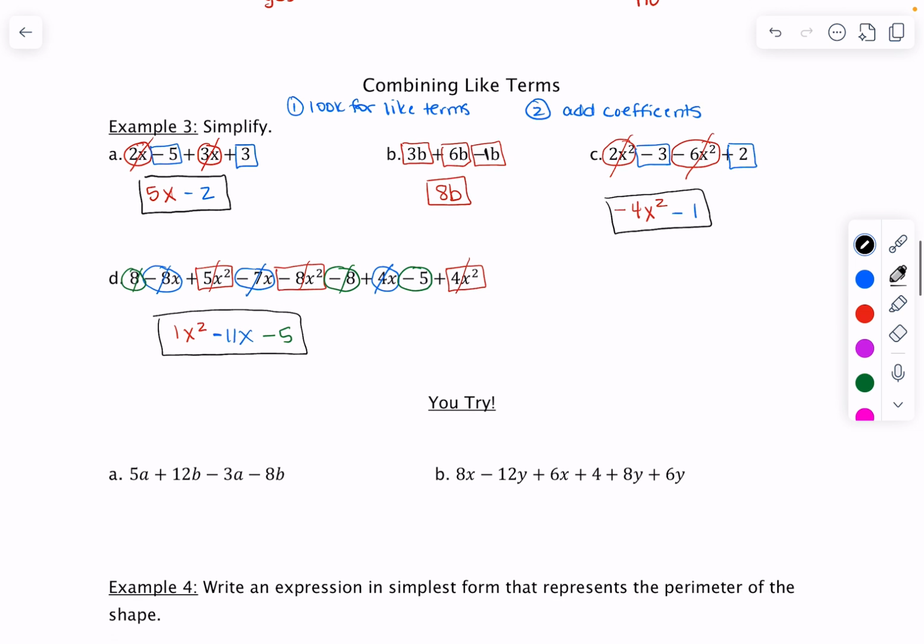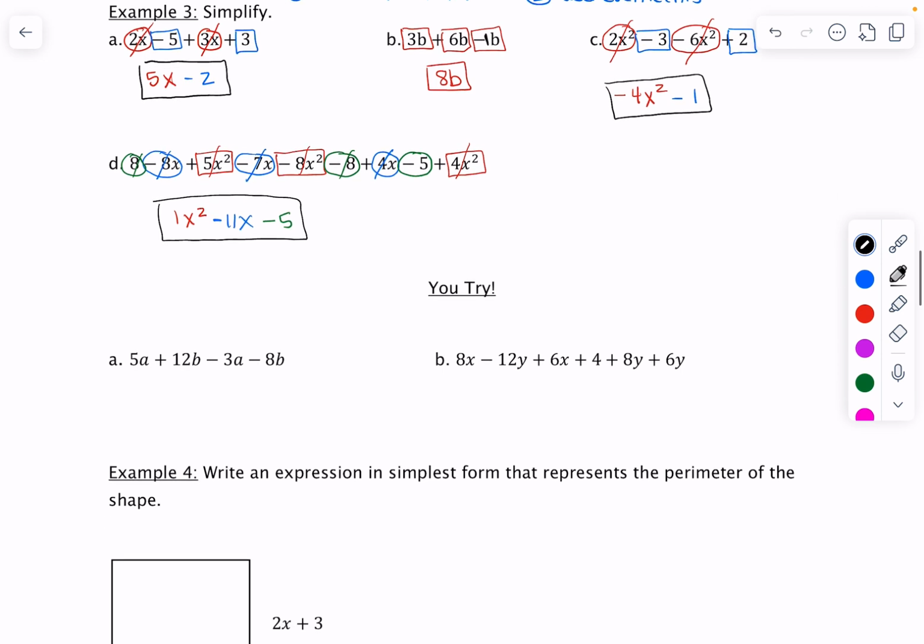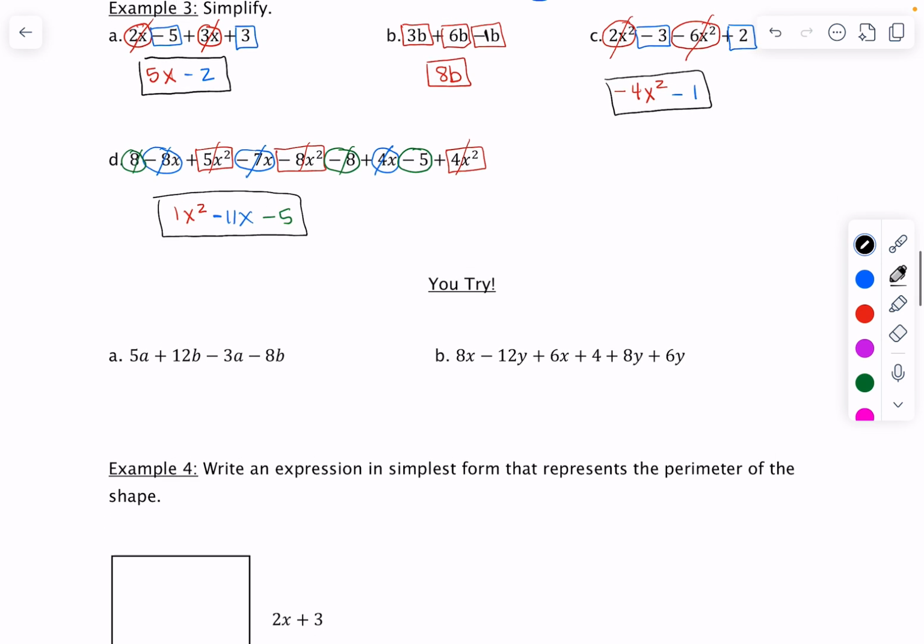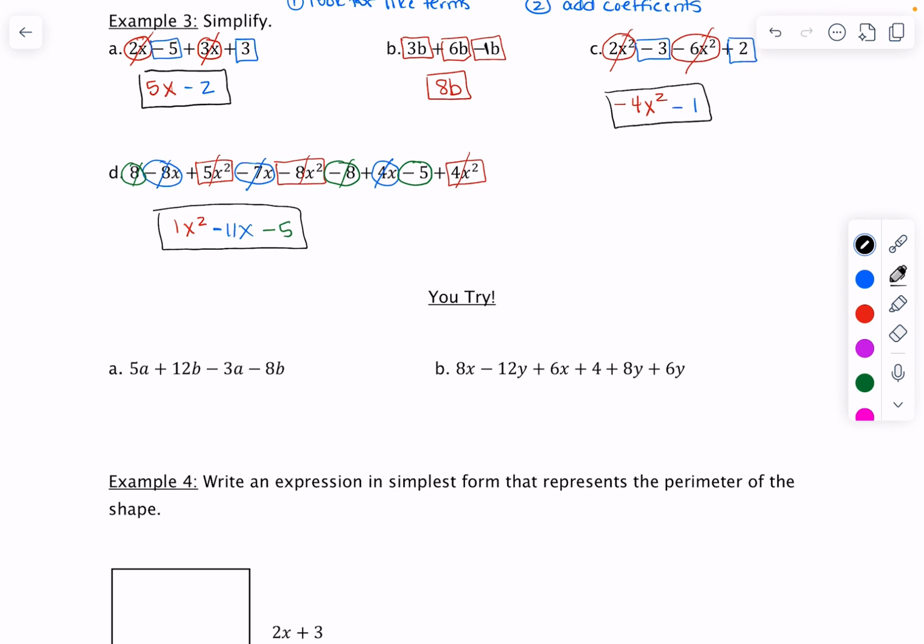So speaking of strategies you want to use, the next step is another you try. So I want you to take a minute, pause the video, try A and B, see how you do. So pause the video now and try this problem on your own.